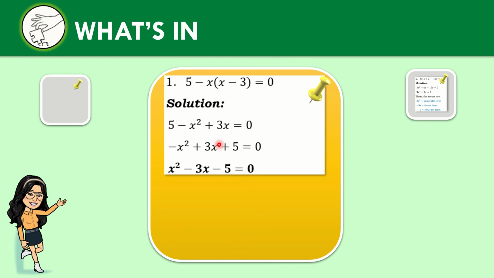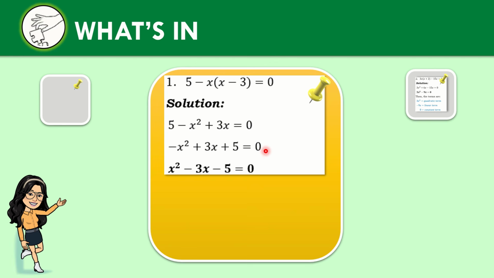So we have here 2 followed by the linear term and then our constant to follow the standard form of our quadratic equation as what we have discussed in our lesson number 1. So our quadratic equation is now x squared minus 3x minus 5 is equal to 0. Observe carefully that the line before that is still negative x squared plus 3x plus 5 is equal to 0.